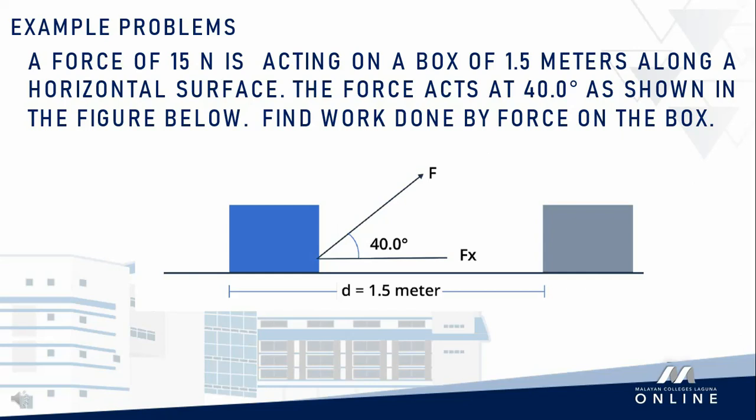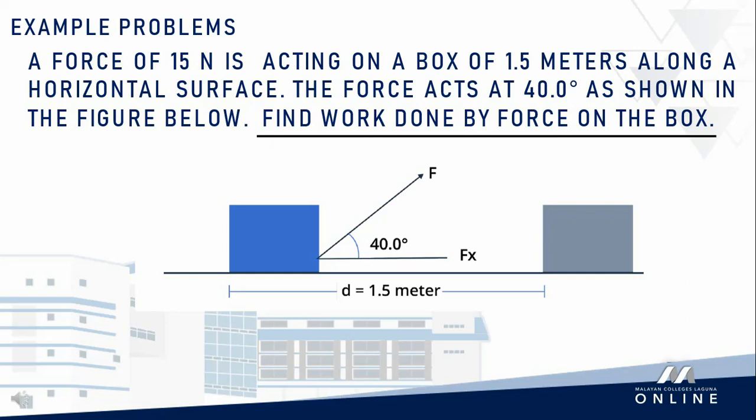A force equal to 15 Newton acting on a box of 1.5 meters along a horizontal surface. The force acts at a 40-degree angle as shown in the figure below. Determine the work done by force F. In this situation, we are asked to determine the work done by the force acting on the system. Again, I will pause this video and try to answer this problem. Let us see if we got the same answer.